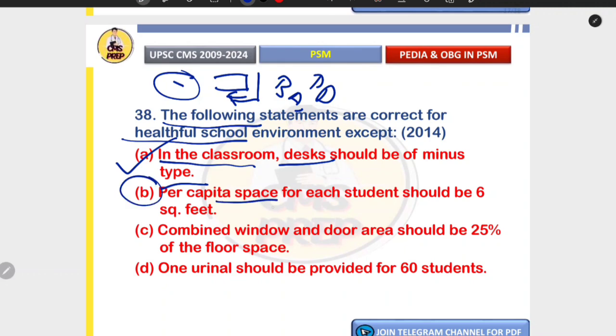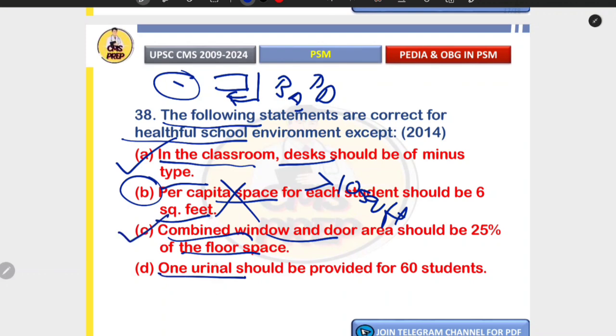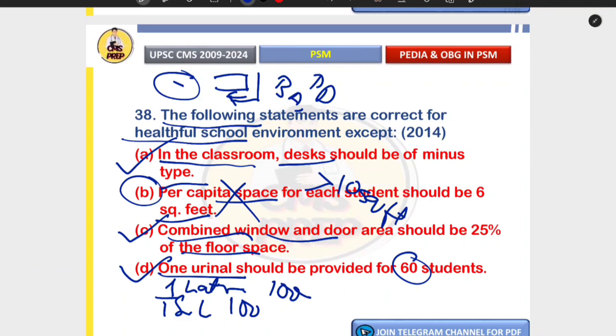Per capita space for each student should be 6 square feet. This is the incorrect option. The per capita space should be more than 10 square feet. Okay. Combined window and door area should be 25% of the floor space. Yes, it is also correct. One urinal should be provided for 60 students. Yes, it is also correct. One sanitary latrine should be provided for every 100 students. Recommended frequency of school health examination is once per 6 months. The correct option, or the incorrect one, is B.